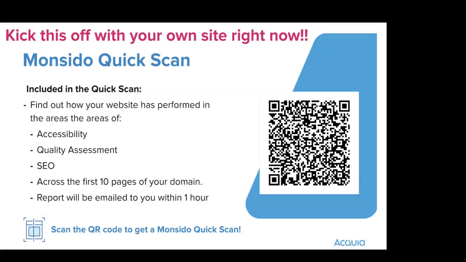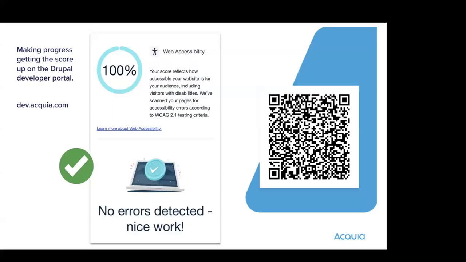If you want to take a QR scan of this, you can actually kick off your first Monsido quick scan. It's one of many tools out there, but this is a nice way to get a look at your first 10 pages of your site, and it's going to give you a report on an accessibility score, a quality assessment, which looks at things like misspellings and broken links, and also SEO. So today we're talking about accessibility, but you get a little bit more bang for your buck there. And the report will come to you in less than an hour, probably. And you can get some good results.